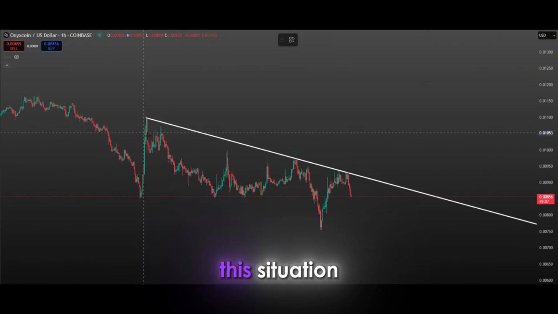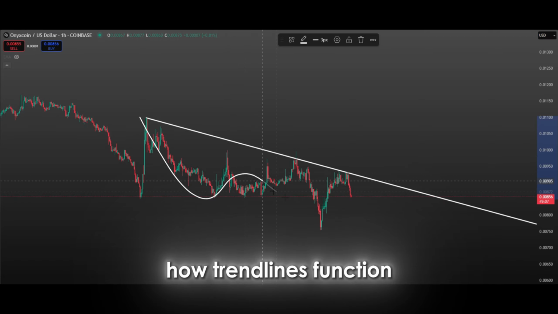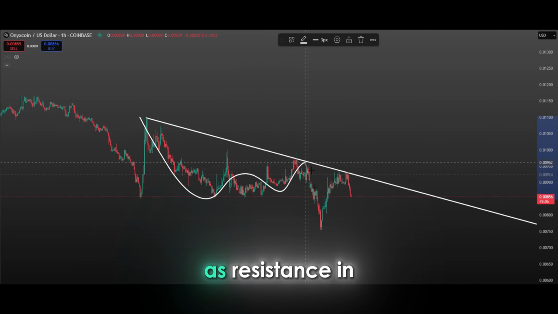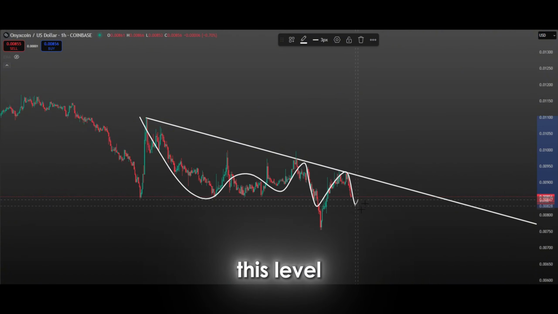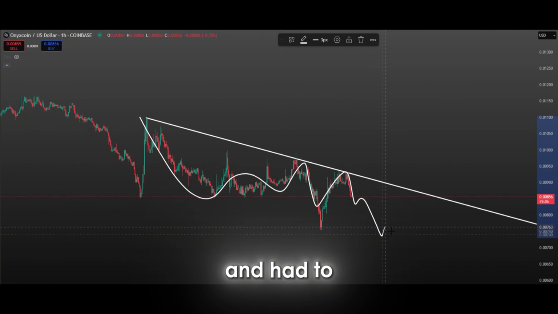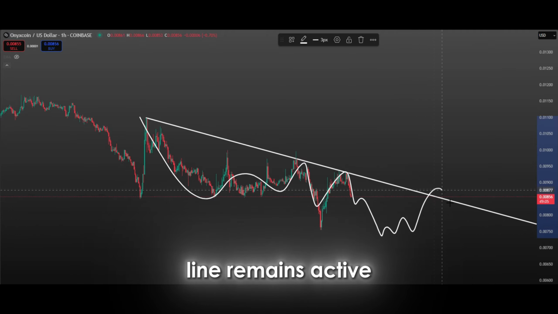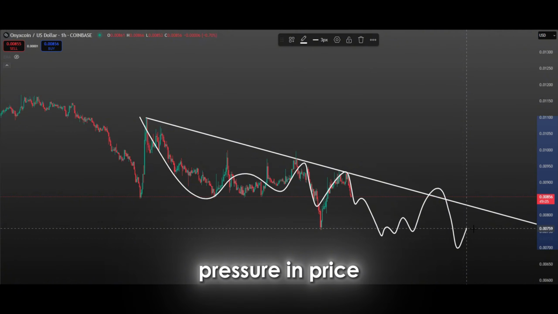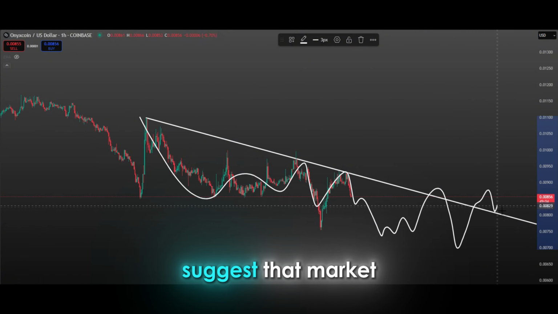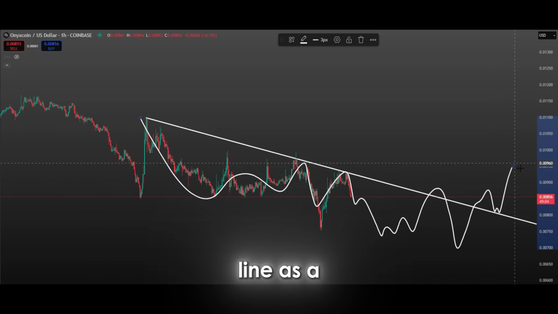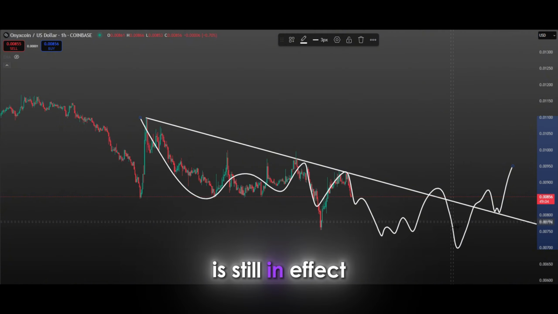This situation, which is commonly seen in technical analysis, serves as a vivid example of how trend lines function as resistance. In other words, although the price attempted an upward move, it was unable to break through this level due to insufficient buying pressure and had to pull back. At this point, the fact that the descending trend line remains active implies that downward pressure in price movements is continuing. The repeated rejections following each touch suggest that market psychology views this line as a selling opportunity. This indicates that the bearish trend is still in effect.